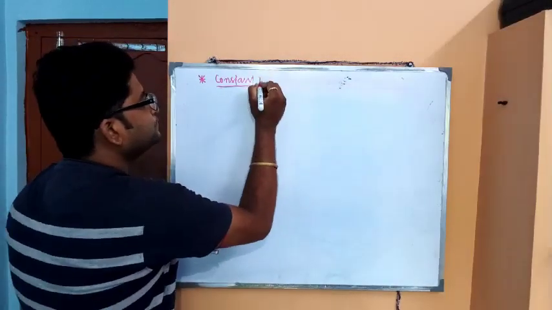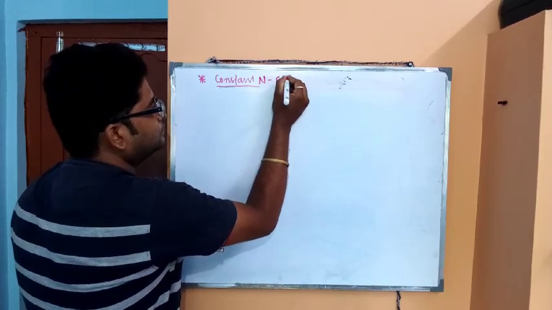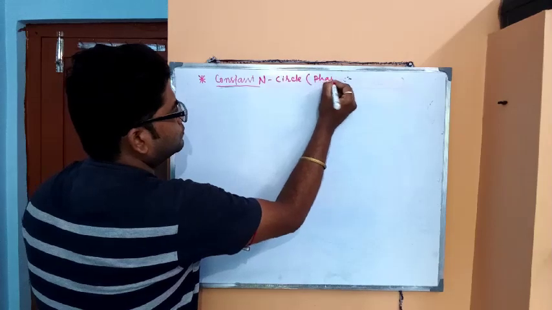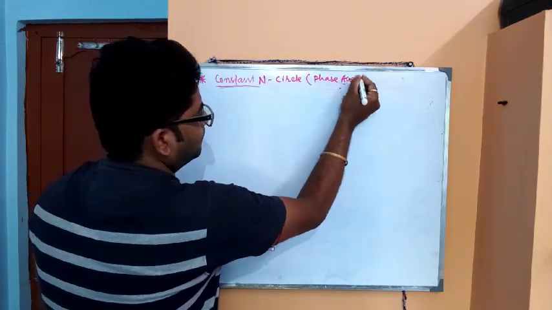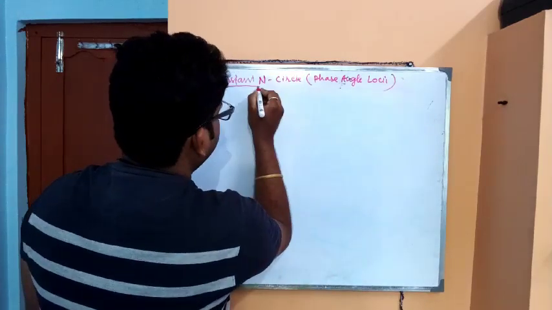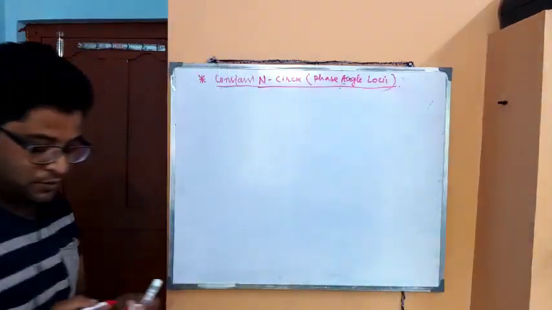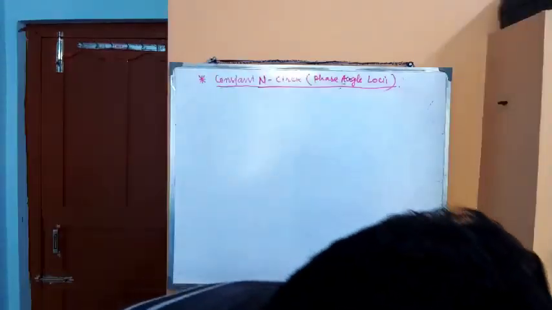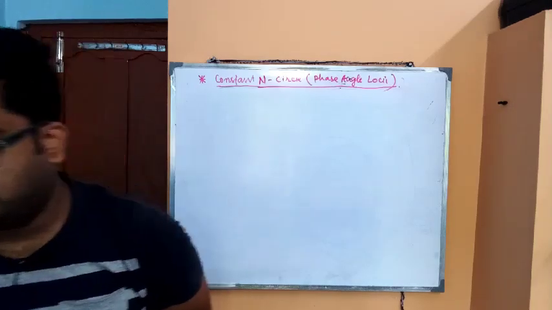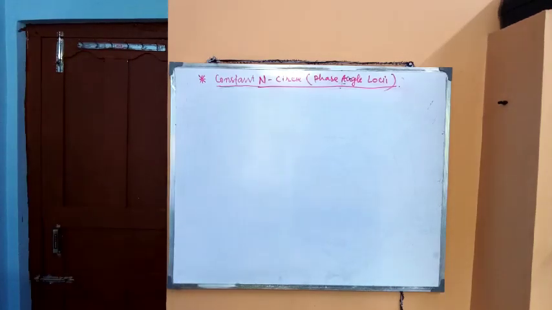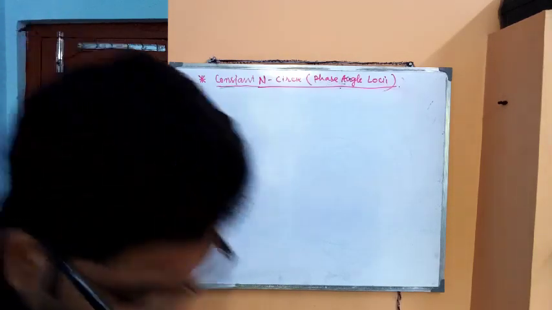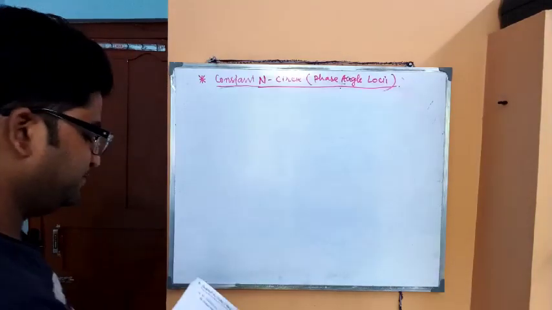Constant N circle, or phase angle loci. Okay, so as the M circle is used to determine the magnitude, simply the N circle is used to determine the phase response of the closed loop transfer function using the open loop transfer function.